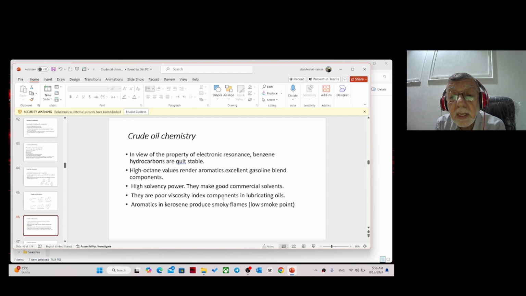High solvency power makes them good commercial solvents. They are a poor viscosity index component in lubricating oil. In lubricating oil, we need a high viscosity index. What do we mean by viscosity index? Viscosity index is the variation of viscosity during variation of temperature. If the temperature is high and there is no viscosity, it is not desirable for lubricating oil. Aromatics in kerosene produce a smoky flame, low smoke point, so also not desirable in kerosene because it gives smoke.